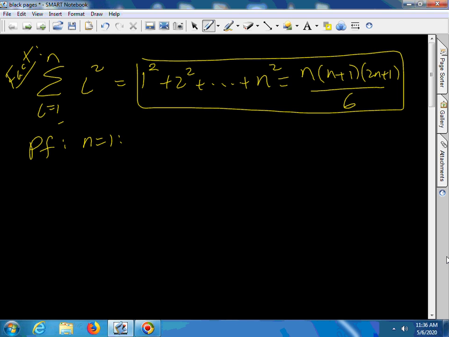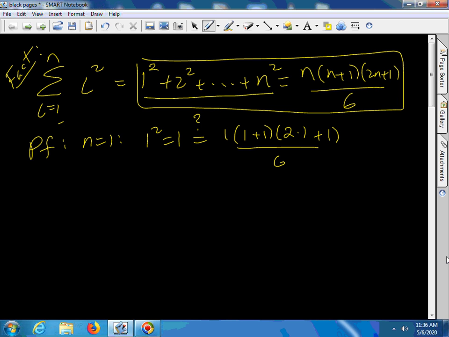If n is 1, then this is just 1 squared, or 1. And does it equal the other side when n is 1? It's n times n plus 1 times 2 times n plus 1 over 6. Well, this is 1 times 2. 2 plus 1 is 3. 1 times 2 times 3 is 6. Divided by 6 is 1. So, yep, this is correct.